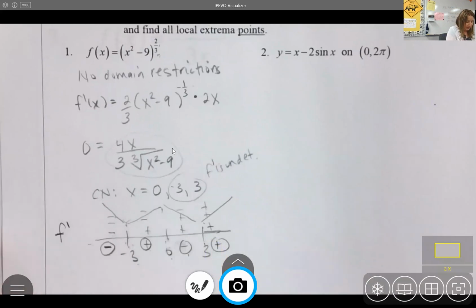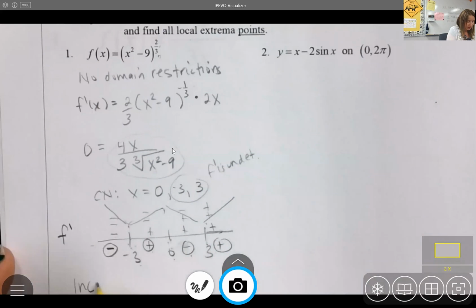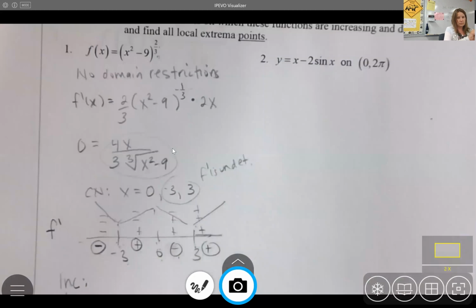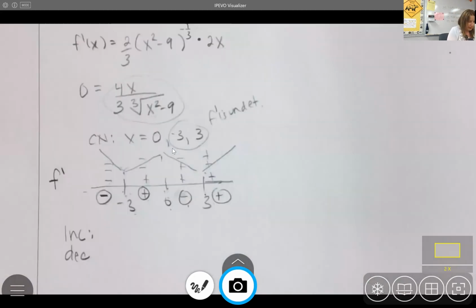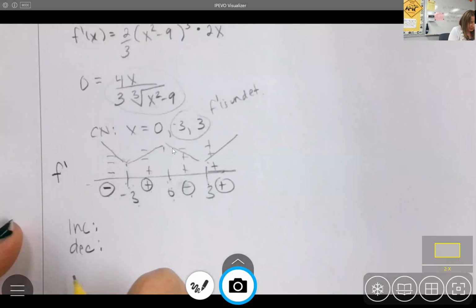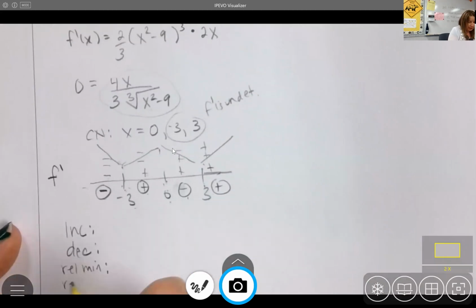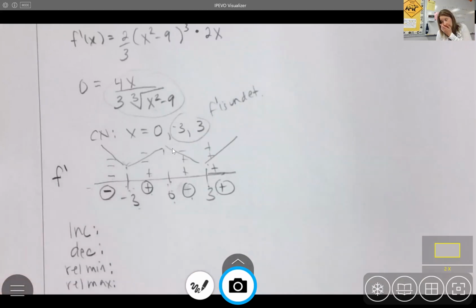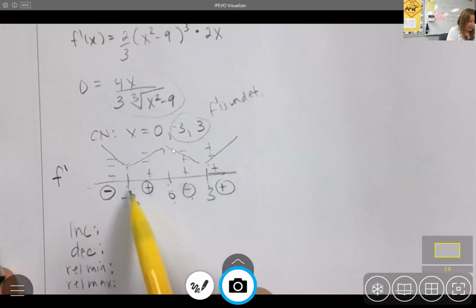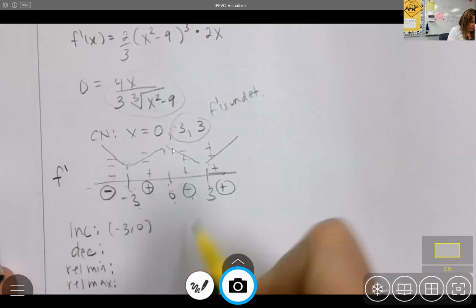So this says find where it's increasing and decreasing. So I'm going to write increasing and decreasing. And then it wants to know the max, and this is relative. I'm not going to have you write relative every time, but I do want you to understand that I'm doing relative max, which is the same as local. Okay, so this is not our absolute. All right, so it's increasing where the slope is positive, so from -3 to 0. And then it's increasing from 3 to infinity.